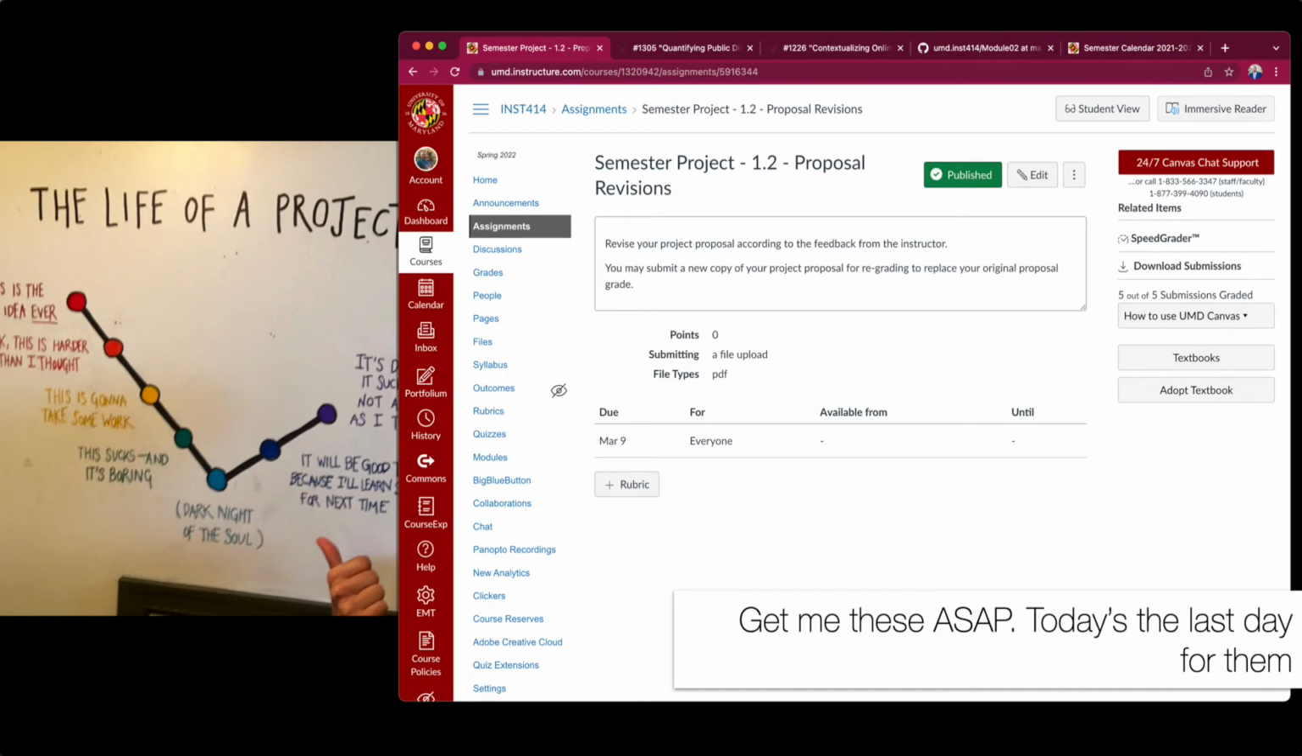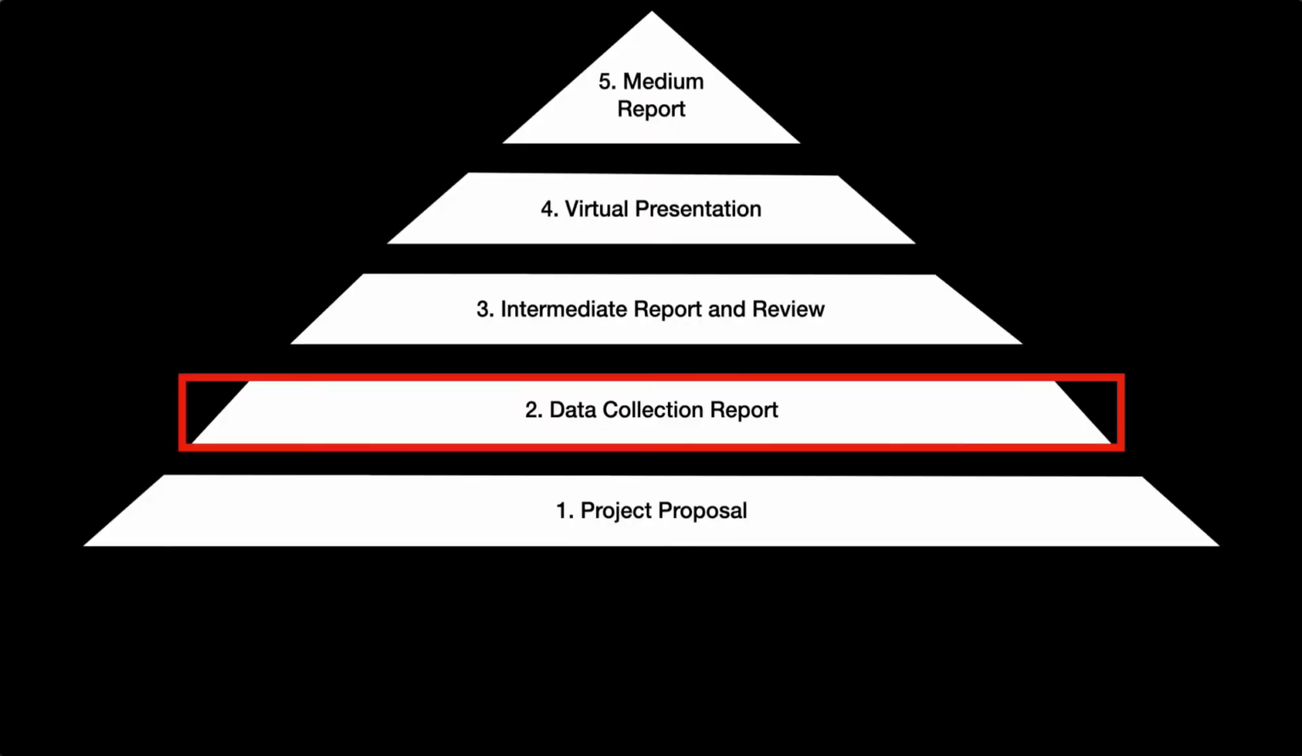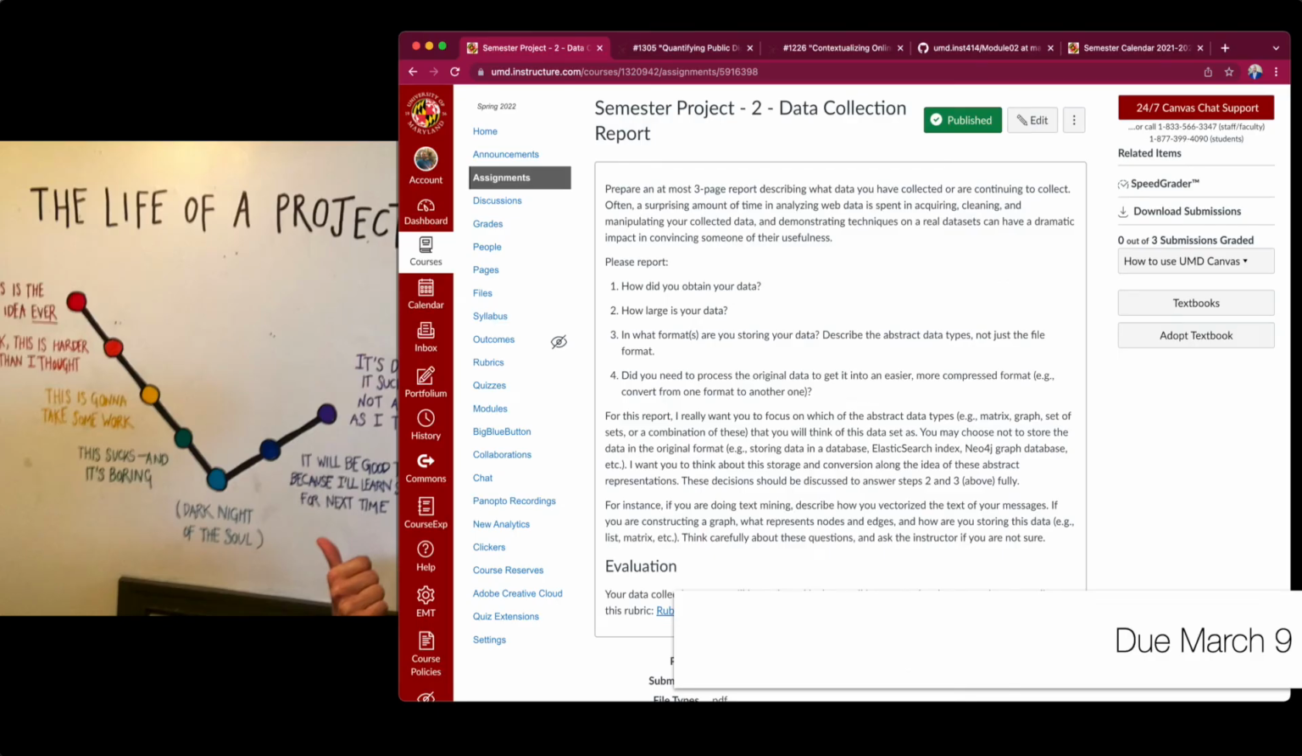I've graded as many of them. I think I've graded a good number of them that have been submitted, but there are a few that I need to address. Your data collection report was due yesterday. I'll start reviewing those this weekend and get your feedback back over the next week.